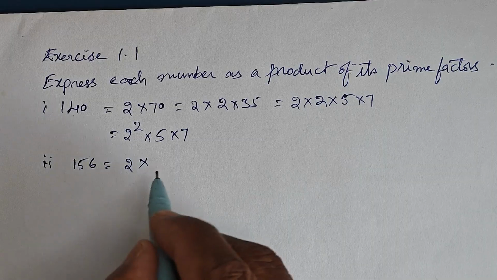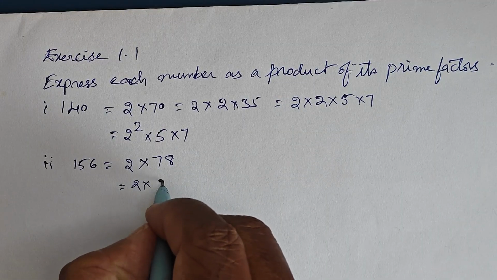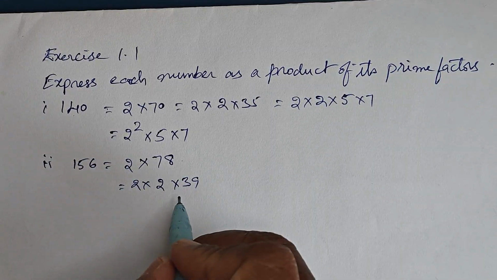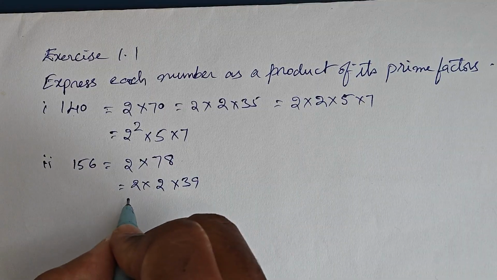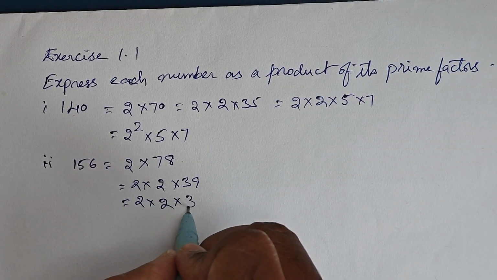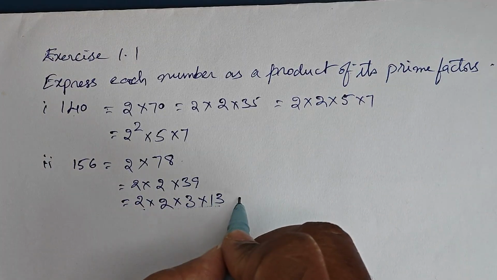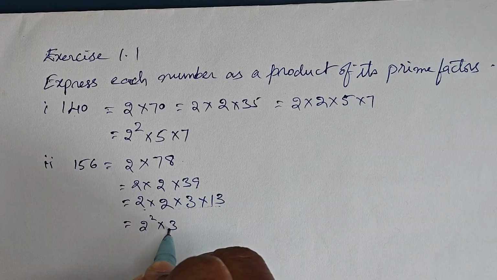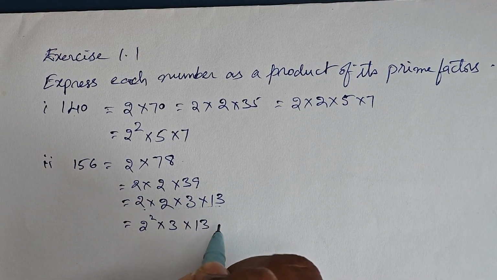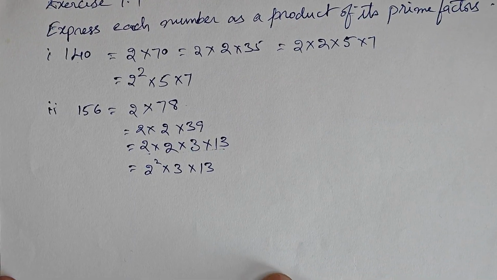So 2 times 78 is 156. Then 78 we can write as 2 into 39, and 39 as 3 into 13, because 3 plus 9 gives 12. So like this we can write it as factors. Finally it is 2 square into 3 to the power 1, that is 3, into 13. This is the prime factorization of 156.